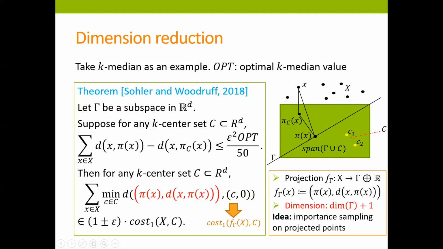Concretely, we construct a projection f_gamma from x to R^(d+1), which maps x to pi(x) and the projection distance d(x, pi(x)). For each center C, we project it to C'. Then we can see that this term is exactly the clustering objective over f_gamma(x). Since each point pi(x) is in the subspace gamma, the dimension of f_gamma(x) is only the dimension of gamma plus 1. This is an important observation: if the dimension of gamma is low, then we can apply importance sampling on the projected points to construct a coreset.